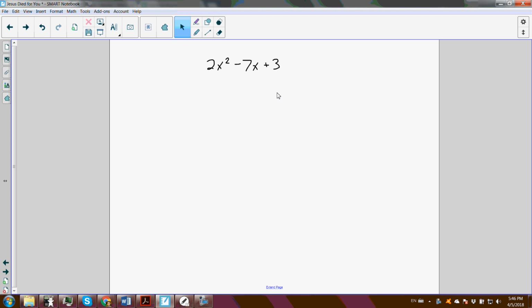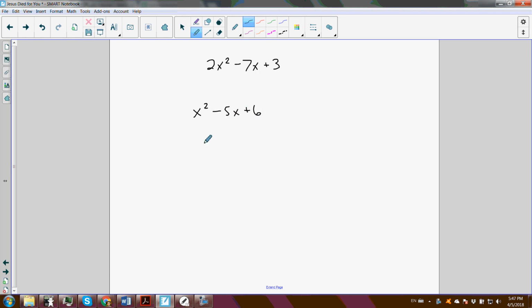Okay, so suppose we need to factor this trinomial that has a quadratic coefficient that's not just 1. People are used to factoring quadratics like x squared minus 5x plus 6.